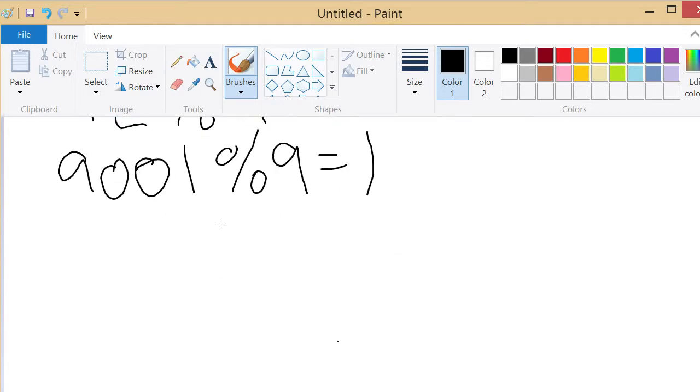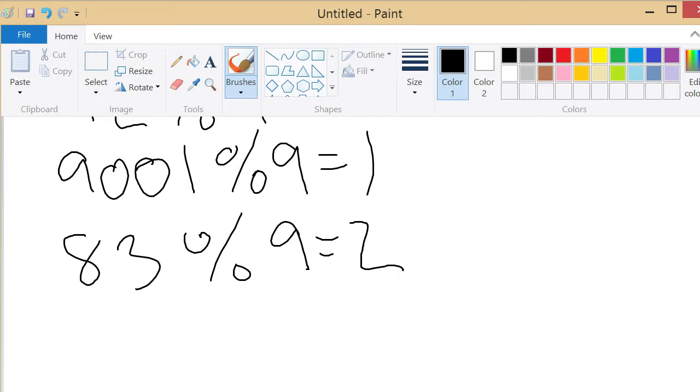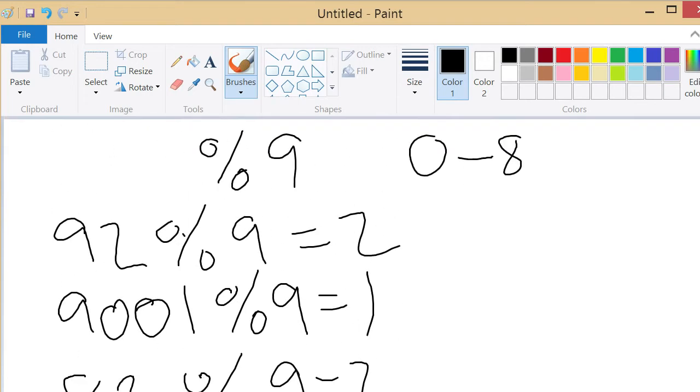If we have 83, we both know 9 times 9 is 81, so 81 is an exact multiple of 9. 83 mod 9 is equal to 2. So, 81 mod 9 was 0, then 82 is 1, 83 is 2. And that's basically how it works. It takes some practice to get used to it, but once you get it, you get it.